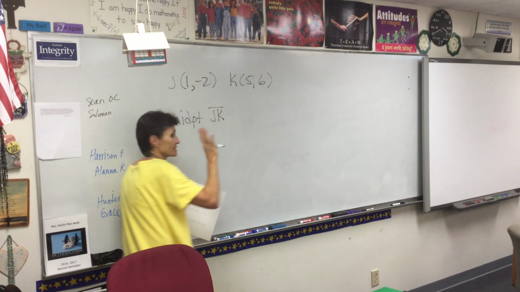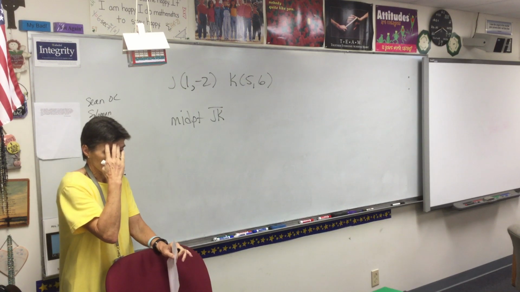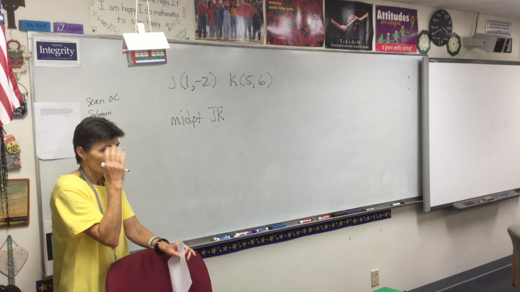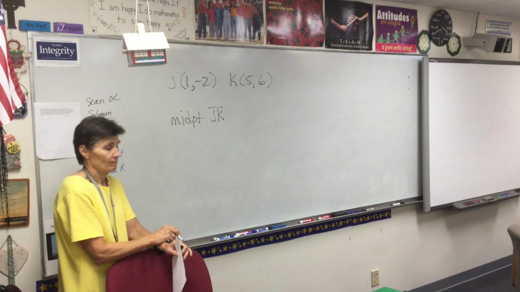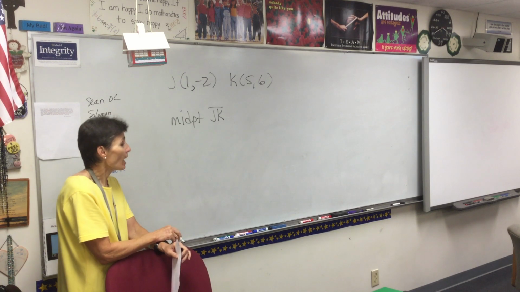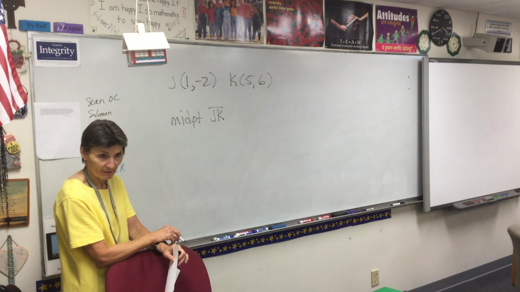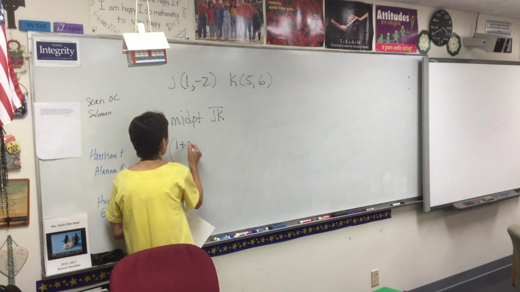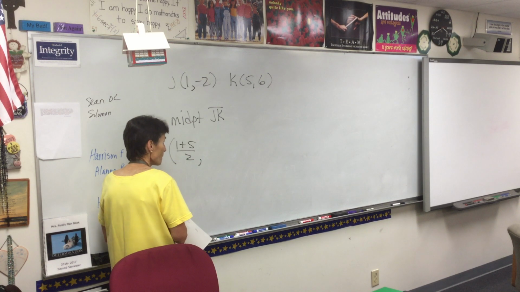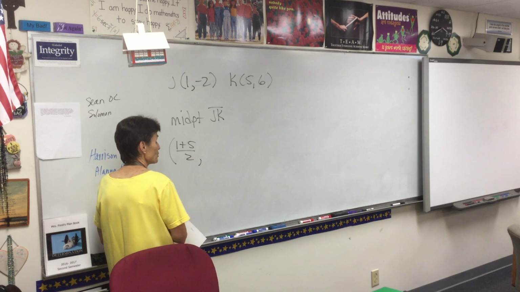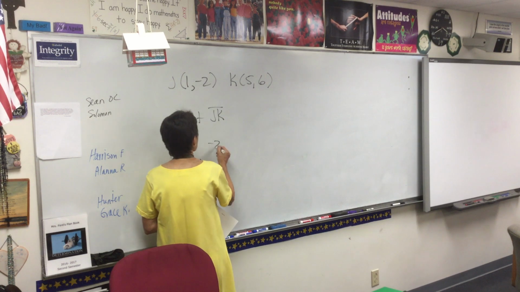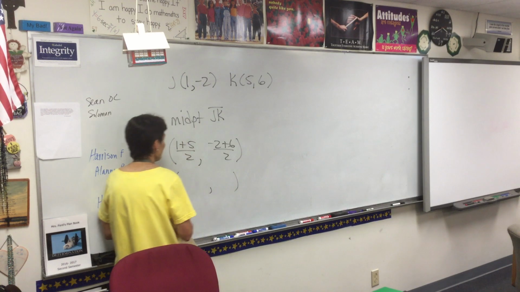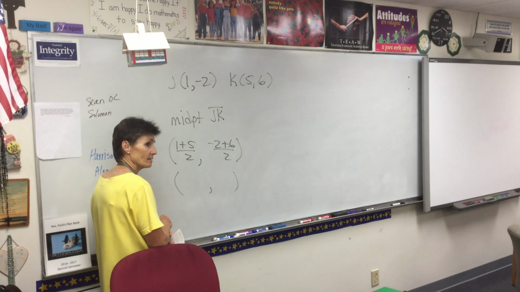Midpoint. Stop. Midpoint. What word is associated with midpoint? Middle. Average. And when we average, how do we do that? Add and divide by 2. So my x's will be 1 plus 5 over 2. Those are my x's. Add the x's, divide by 2, average. Y's, negative 2 plus 6 divided by 2. So your midpoint is an actual point.